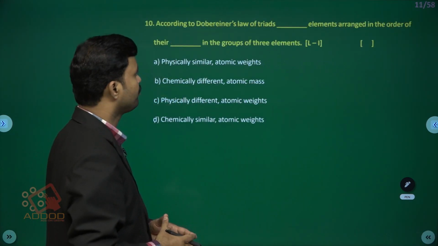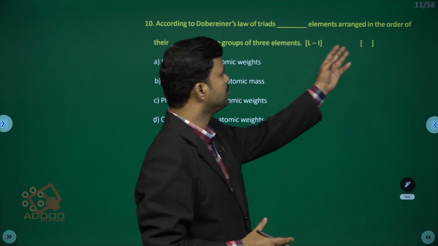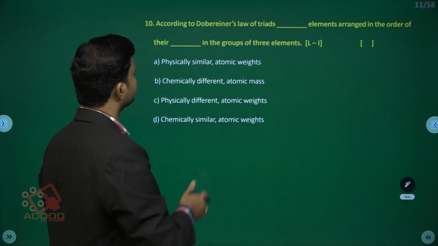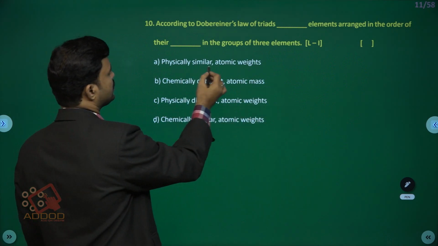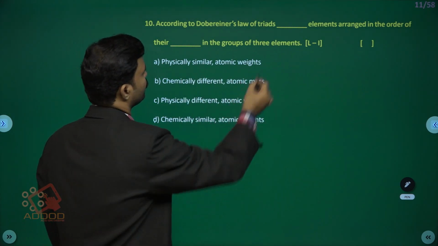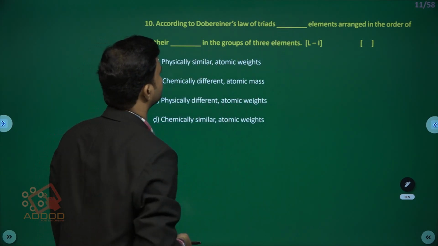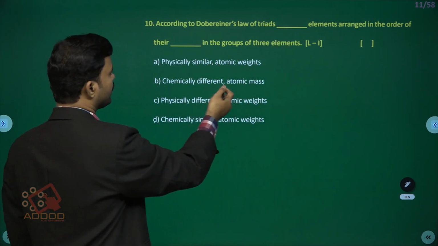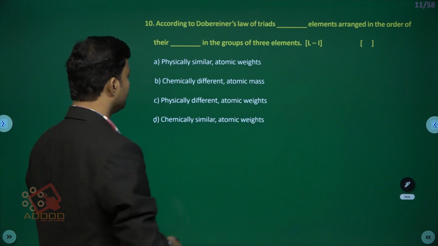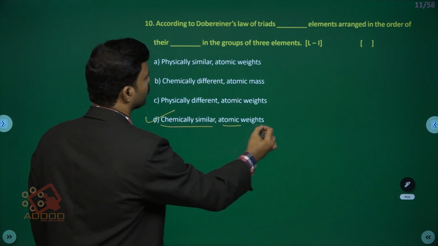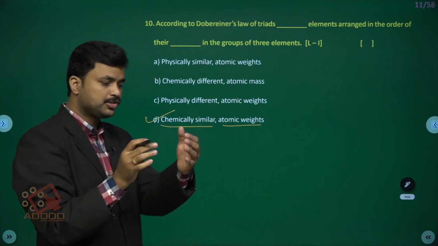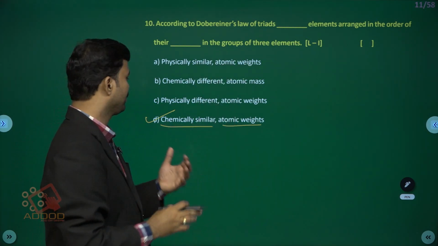According to Dobereiner's law of triads, the dash elements are arranged in the order of their dash in groups of 3 elements. That is physically similar, atomic weights. First one, physically similar and atomic weights? No. Chemically different and atomic mass? No. Physically different? No. Option D: chemically similar and atomic weights order it is. Based on atomic weights, that is the grouping.